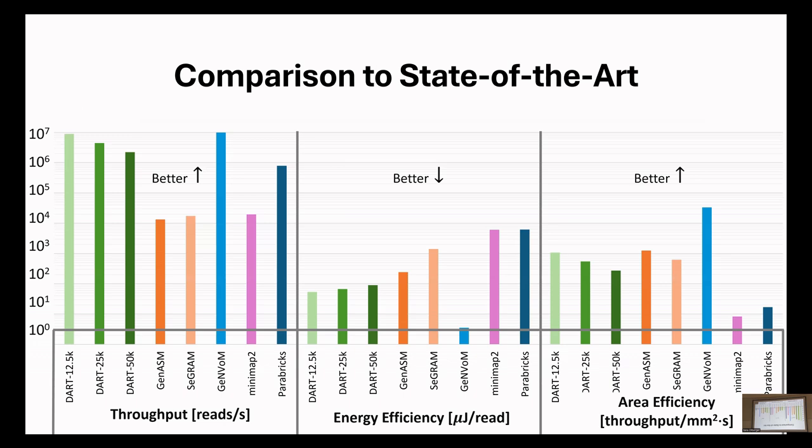Okay, if I compare to state of the art, you can see the throughput, energy efficiency, and area efficiency of all of the works. And you can see that GenVom, the one that did the heuristics, got the best results in all, but as I said, its accuracy is bad. And compared to all of the others that have a comparable accuracy, we have a better throughput and better energy efficiency, and area efficiency is also quite similar to this one.